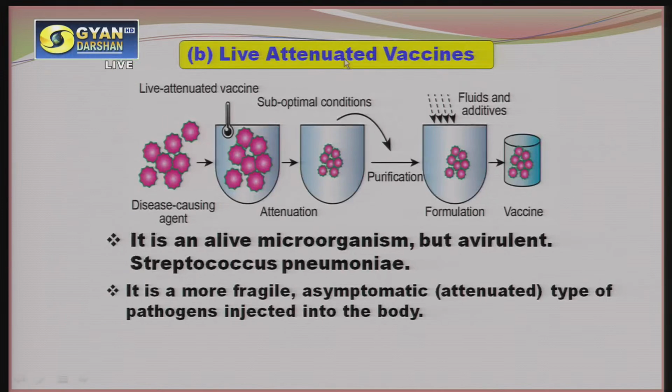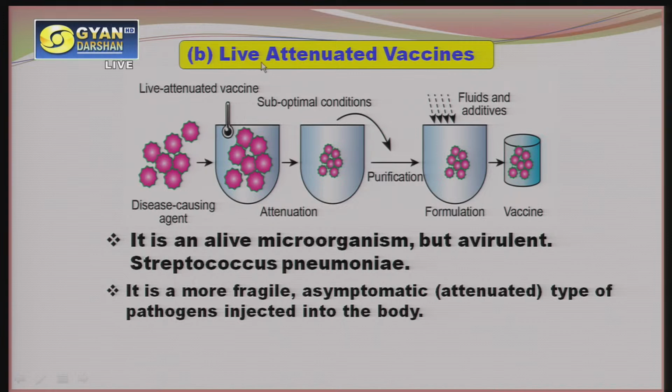Another is the live attenuated vaccines. So here is the disease causing agent. For a live attenuated vaccine, we can attenuate the particular pathogens with the help of several techniques. Here is the suboptimal condition. We can purify it, or we can utilize fluid or additives, and we can utilize it as a vaccine.